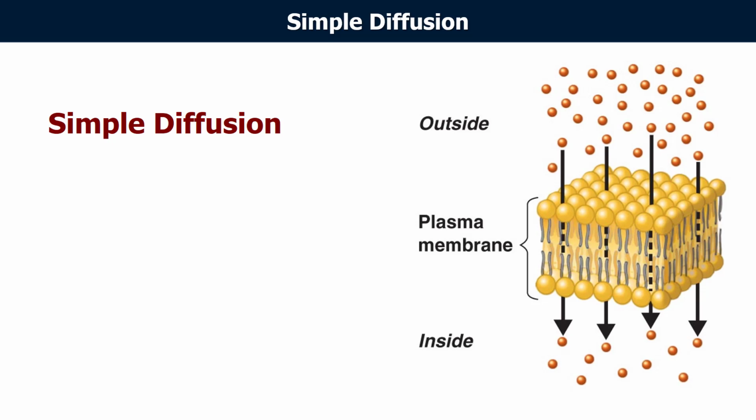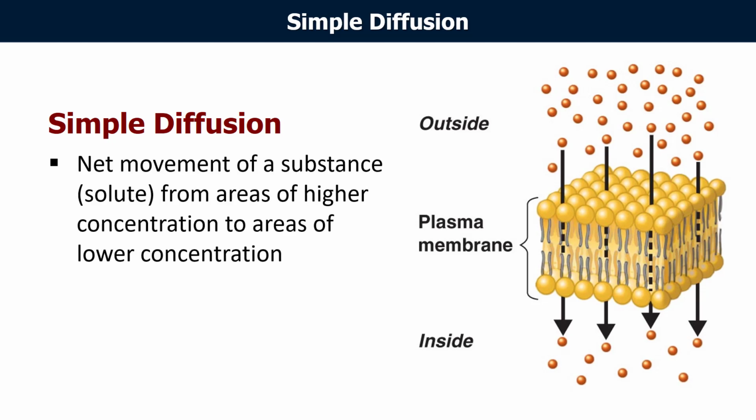So that's our first mechanism of transport. We could define it this way. We could say simple diffusion is the net movement of a substance, a solute, from areas of higher solute concentration to areas of lower solute concentration. So in the picture there to the right, you can see that the solute is more concentrated outside the cell than inside, and so it is diffusing across the membrane from higher concentration to lower.